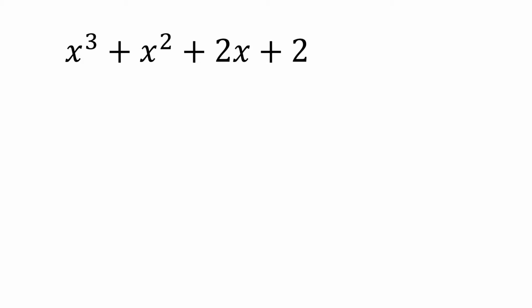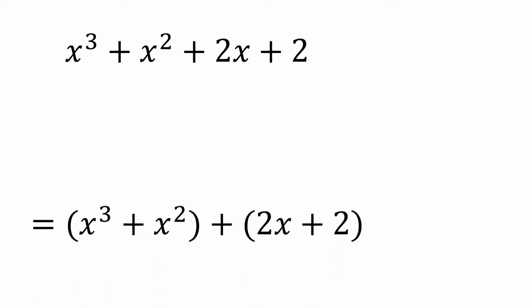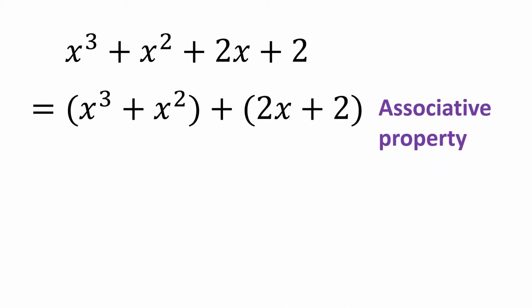Now to factor this, let's try to group them into two. Let's group the first and second terms, and then let's group the third and fourth terms. Now take note that we can do this because of the associative property.